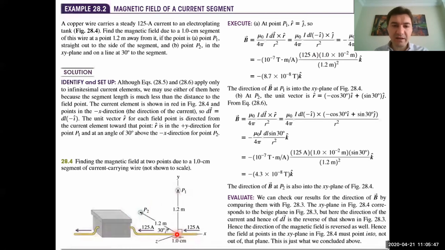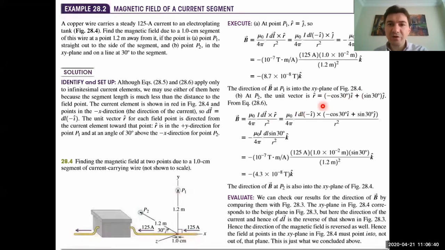Again, let's have a look at DL. DL here is along the negative X direction. For this reason, I can use minus I, the unit vector along the negative X direction. So what about the R here? R is the unit vector from the current element to the position here. And this R can be written in that form. This R has two components, a perpendicular and a parallel component. The perpendicular component is given by that expression along the y-axis, sine 30 degrees J, plus the component along the negative X direction, so minus cosine 30 degrees I. This minus comes from the negative X direction.